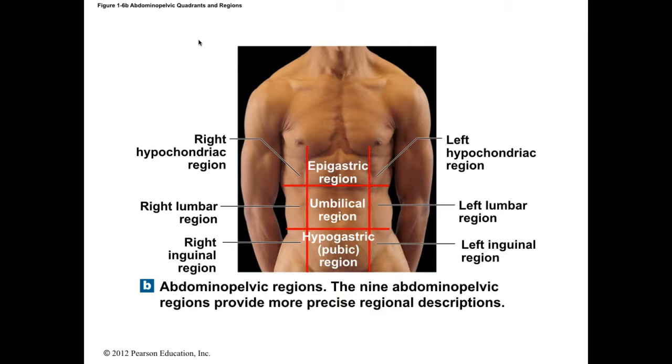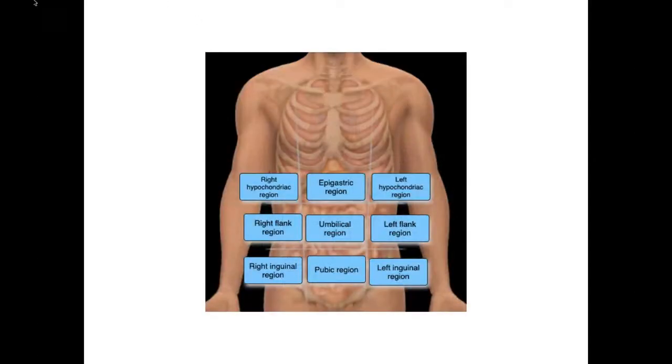When we look at the umbilical region, to the left is the left lumbar, sometimes called the left flank. Then you have a right lumbar, sometimes called the right flank. The hypogastric or pubic region is in the lower center, with left inguinal to the left and right inguinal to the right. All the way on the top, you have the epigastric, to the left the left hypochondriac region, and to the right the right hypochondriac region.